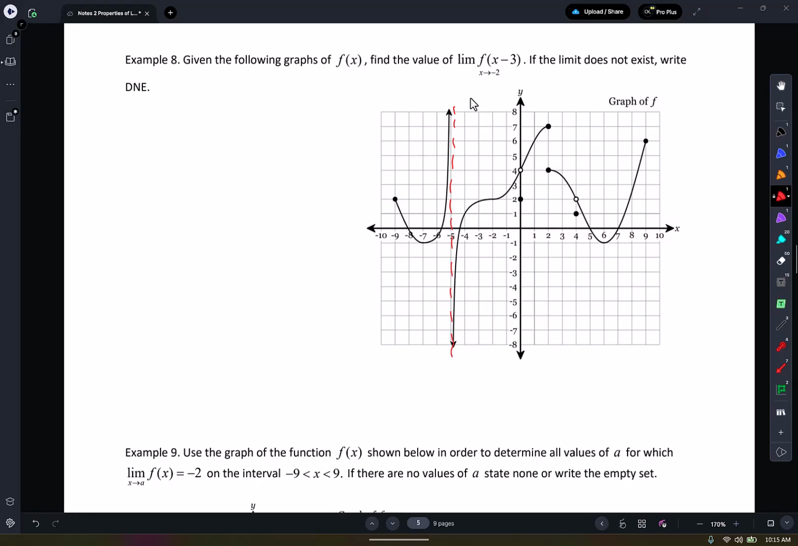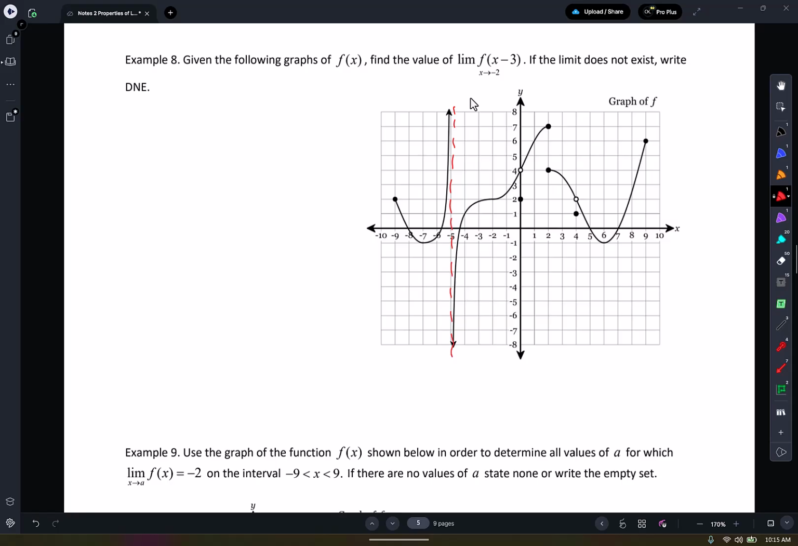This graph here, f of x minus 3, is going to shift this graph 3 to the not left, to the right. So if I shift that graph 3 to the right, that vertical asymptote at negative 5 is now going to be at negative 2. Do you guys see that? If I approach negative 2 from the left, it's going to go to positive infinity. If I approach negative 2 from the right, it's going to go to negative infinity. You could do it that way.